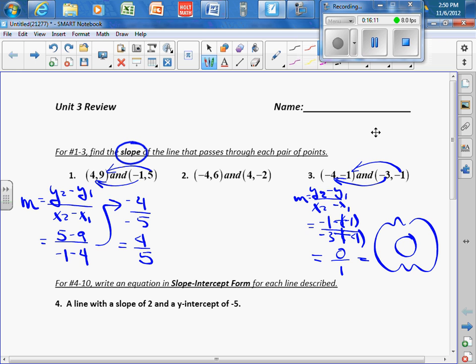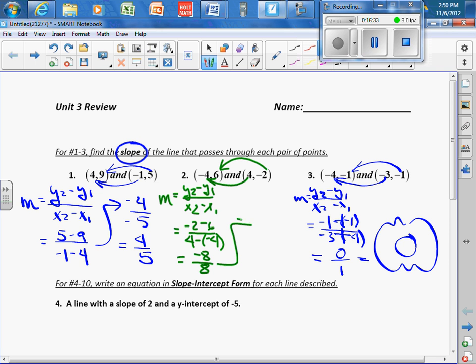So in number 2, again, you're finding the slope. M is equal to y2 minus y1 over x2 minus x1. We're going to have negative 2 minus 6, and then 4 minus negative 4. Negative 2 minus 6 is negative 8. 4 minus negative 4 is positive 8. So our slope for this line would be negative 1. Number 4.